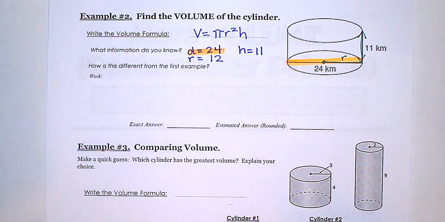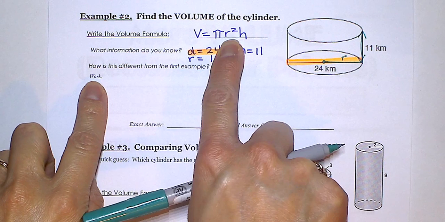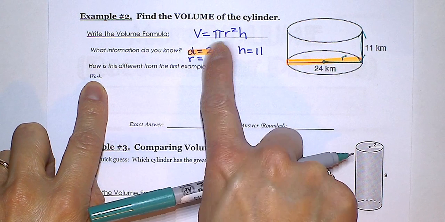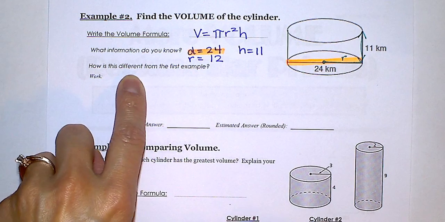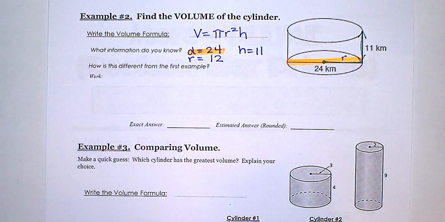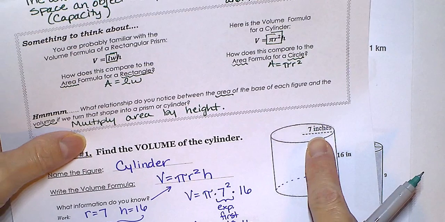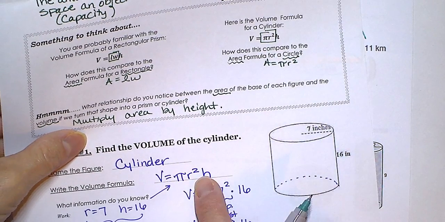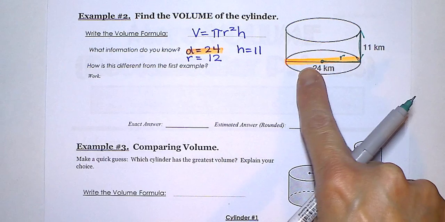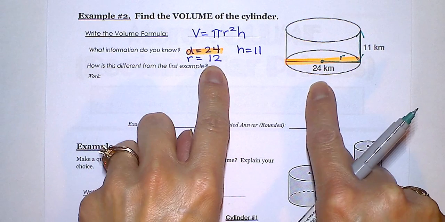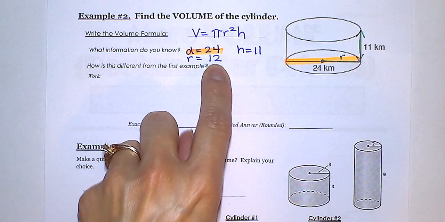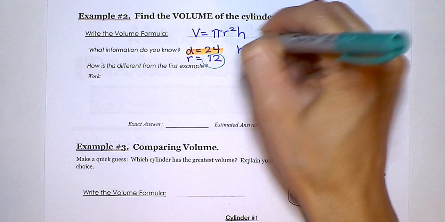So we are going to plug these items into our formula, but the way that it is different from the first example, we knew the radius. So here we knew the radius, so we were able to plug in the 7 right away. But for this one, we only know the diameter, so we're not actually going to plug 24 in. We're going to plug the 12 in, and we're going to plug the 11 in.